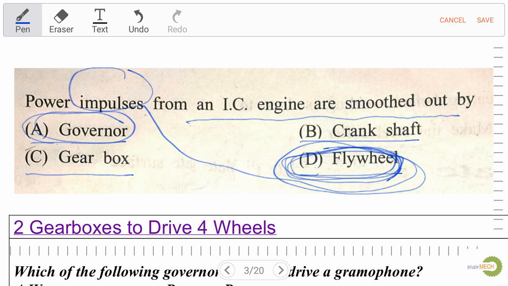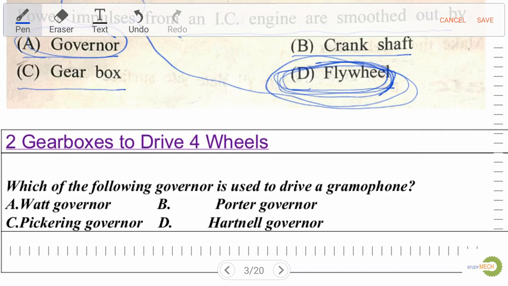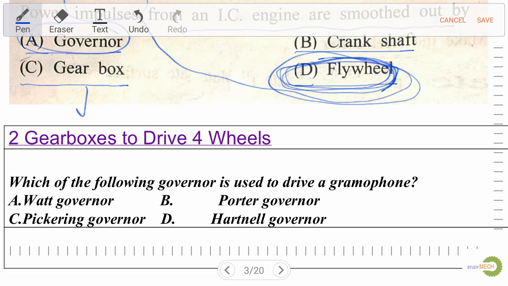Now flywheel is a device which stores the energy and releases the energy as per requirement. For a gearbox, always remember 2 gearboxes are required to drive 4-wheel drives. Very important from the exam point of view.